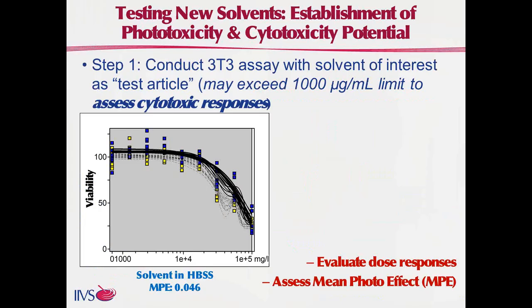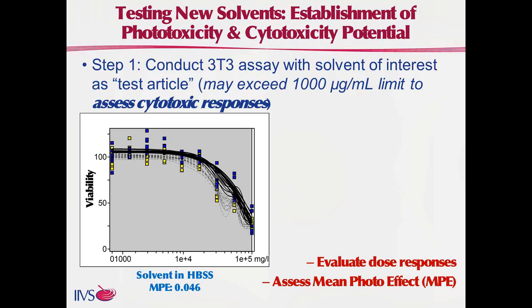So what if the above-mentioned solvents, DMSO, ethanol, acetone, don't fully solubilize a test article? Or what if your sponsor is requesting a new solvent? Maybe they have an ingredient that's going to be part of a formulation that they want to test with some solvent that they're also using in the formulation. We have an approach here that we like to follow whenever we're evaluating new solvents. The first thing we're going to do is conduct a 3T3 assay using that solvent of interest and treat it as a test article.